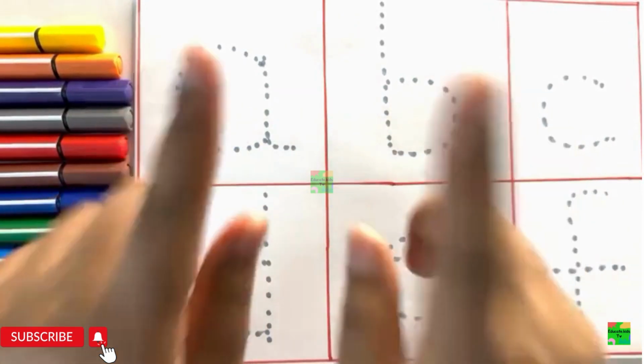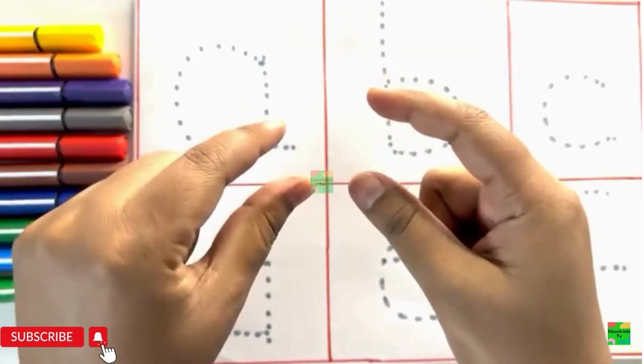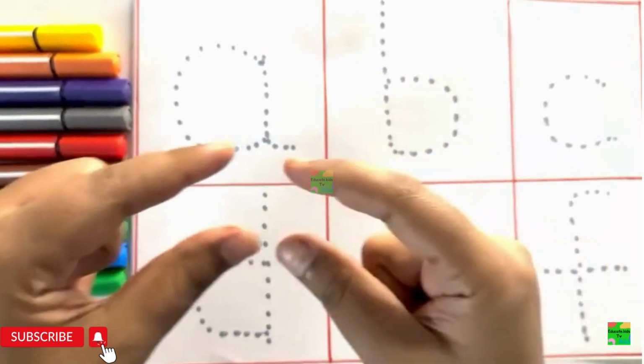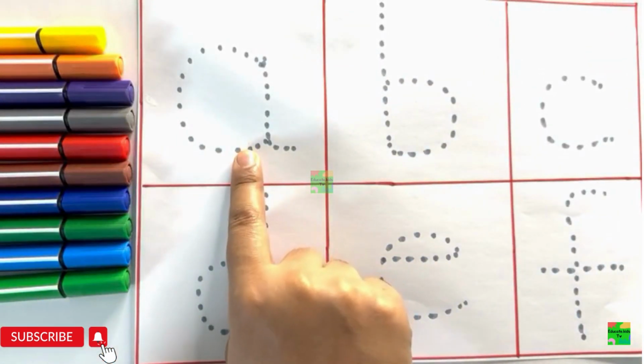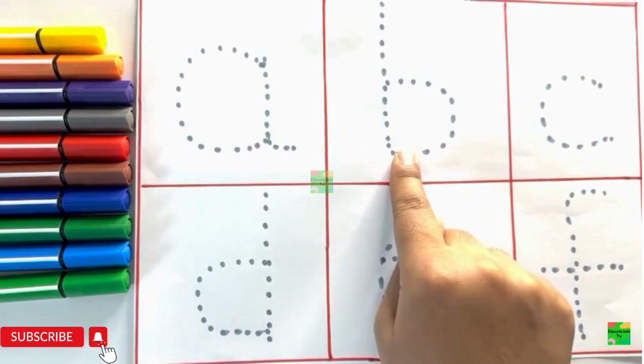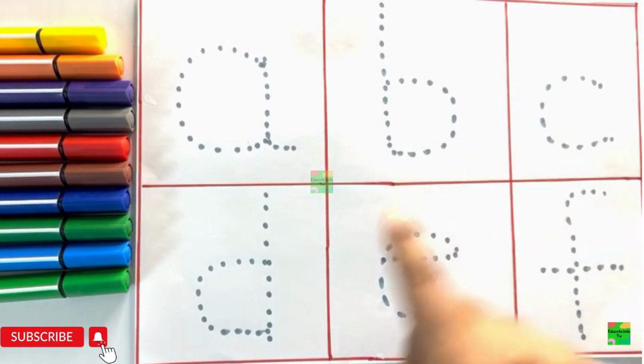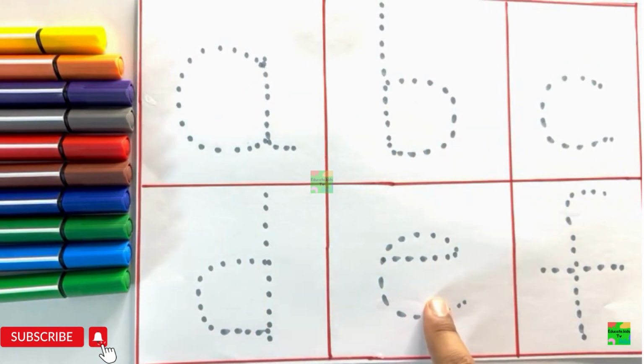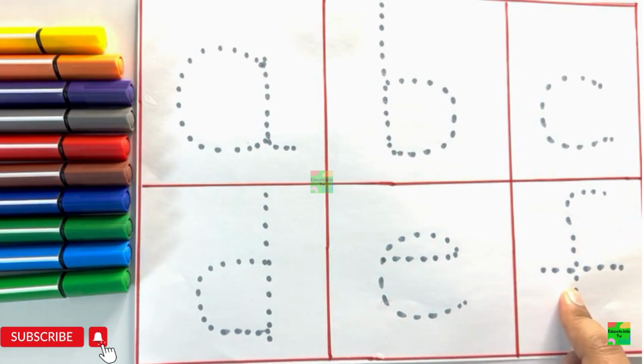Okay, today we are going to learn small letters, okay? Small A, B, C. A, this is small A, small B, small C, small D, small E, small F.